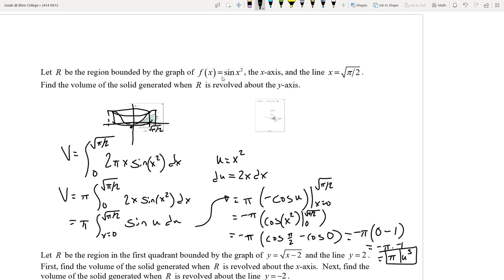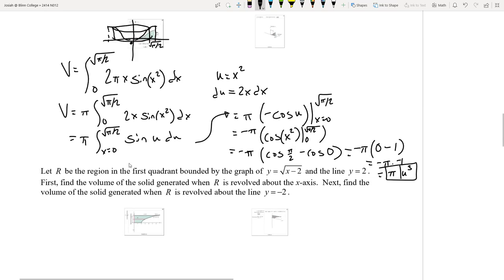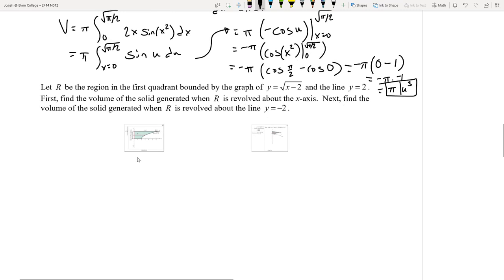As you can see, the problem will be written for the shell method, so having that x there would be very nice. Let R be the region just in the first quadrant. Remember, that gives us a couple of constraints: the lines x equals 0 and y equals 0 are going to be borders for our region. You can see that here, the vertical and the horizontal line. It's bounded by the graph of y equals root x minus 2. So you can see a square root graph that's been shifted to the right too.